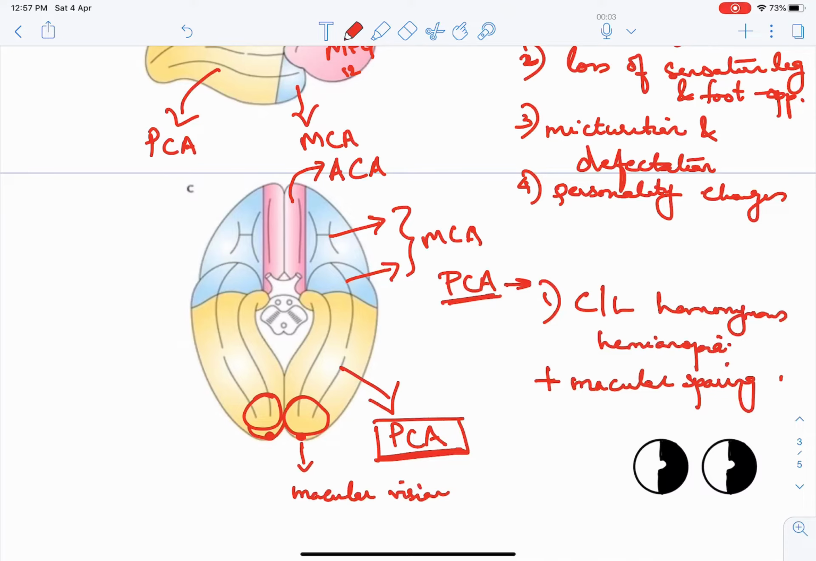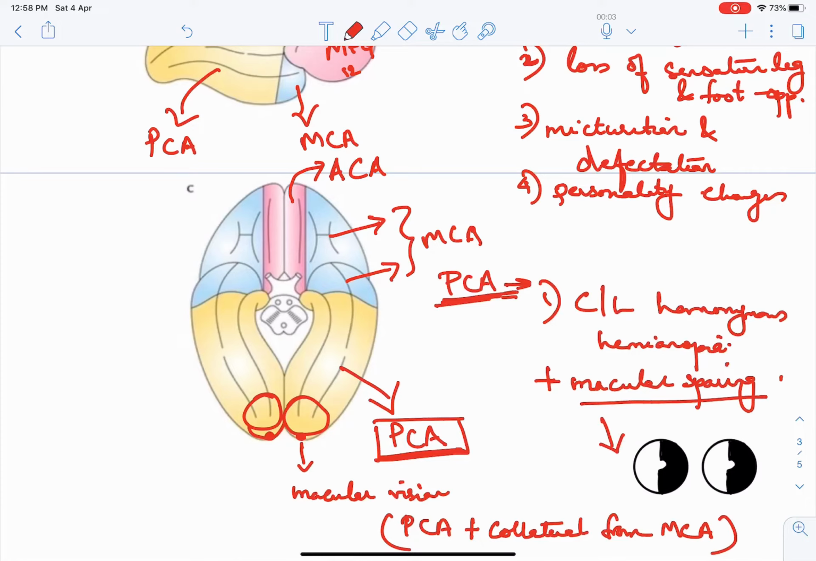And the occipital pole is supplied by the posterior cerebral artery as well as an additional supply, that is, there is a collateral supply from the middle cerebral artery. So if there is only a posterior cerebral artery occlusion, the middle cerebral artery will supply the occipital pole. So there will be macular sparing in this condition. So this is how it is represented. If there is a left posterior cerebral artery occlusion, then there will be a right homonymous hemianopia along with macular sparing. So this is what happens when there is posterior cerebral artery occlusion.